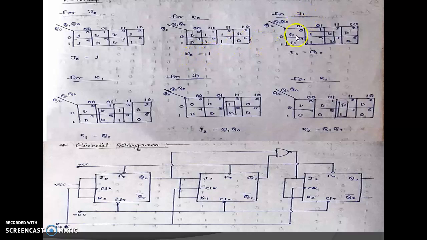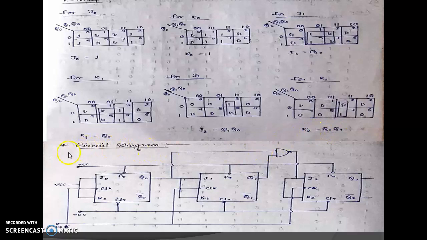This is the J1 K-map. This is the combination. That's why J1 value equals Q0. This is the K1 K-map. This is the 4 combination. That's why K1 equals Q0. This is the J2 K-map. This is 2 combination. That's why J2 equals Q1 Q0. And this is the K2 K-map. This is the combination. The equation is K2 equals Q1 Q0.